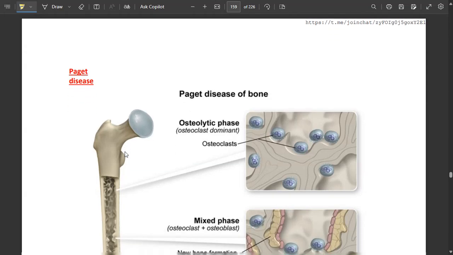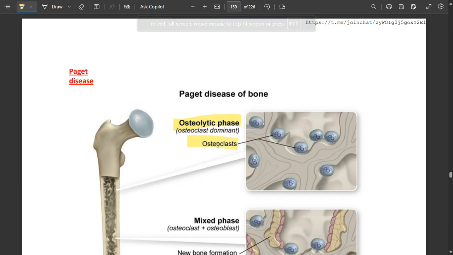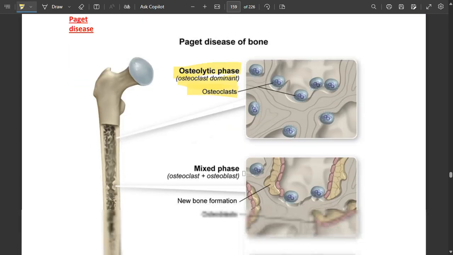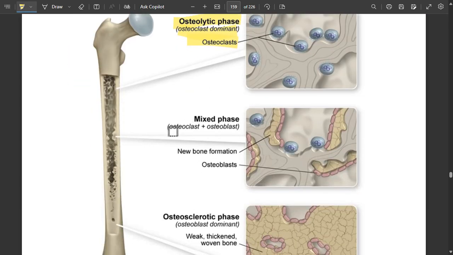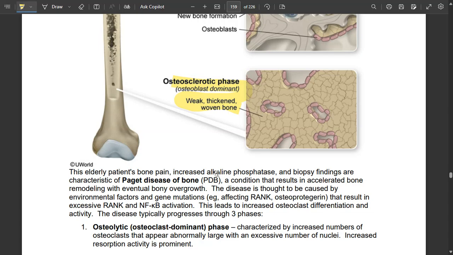Let's talk about Paget's disease of bone. Paget's disease of bone involves osteoclastic activity, osteoblastic activity, and both. The osteolytic phase is osteoclast dominant, and the osteoclasts destroy the bone, while the mixed phase has both osteoclast and osteoblast activity, and in the osteosclerotic phase, more thick woven bone is formed.